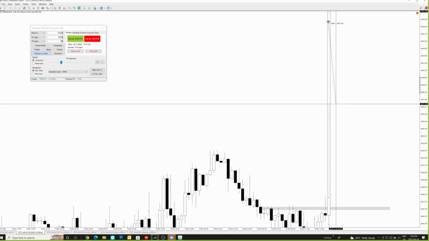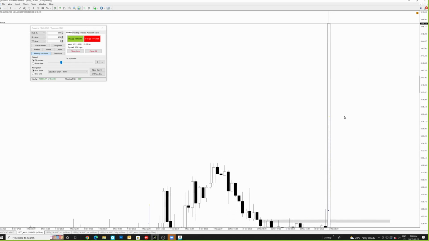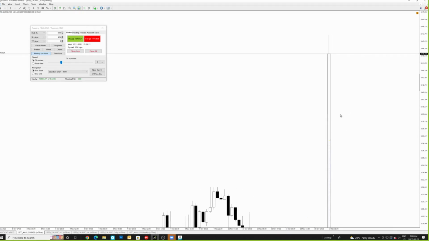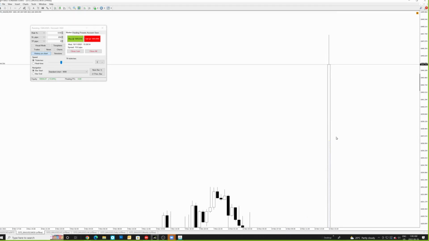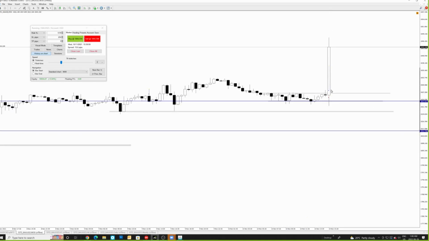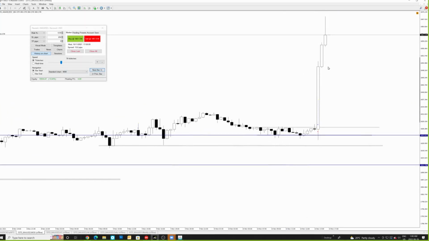Oh my God, look at that, still moving. 1846. Incredible. Infinity and beyond. It moved 100 pips from where I closed. This move was like 200 pips, from breaking the high of the previous candle, almost 200 pips. Insane. Awesome. Very nice. Oh my God, still moving up over here.